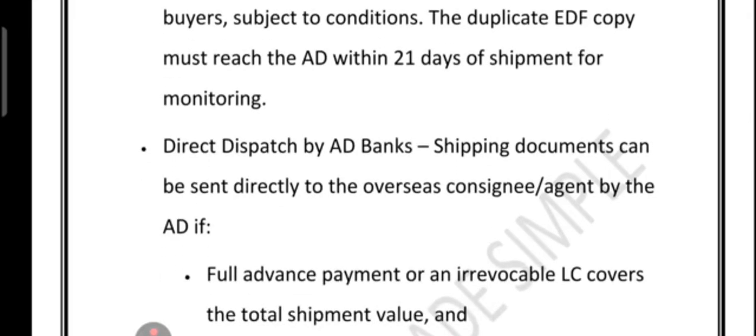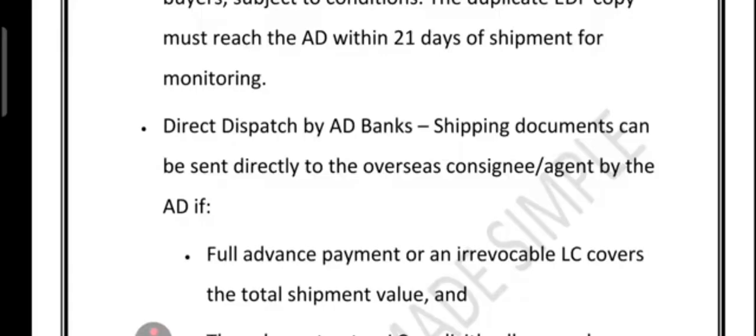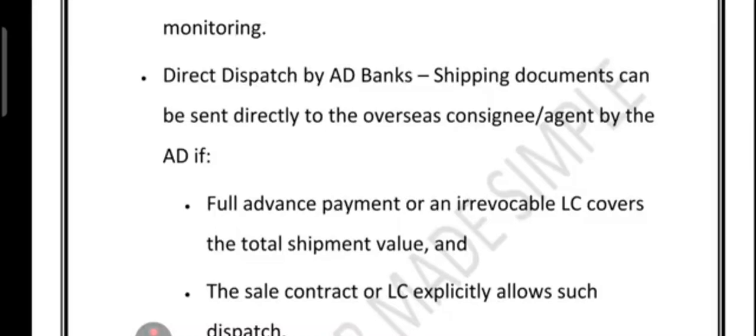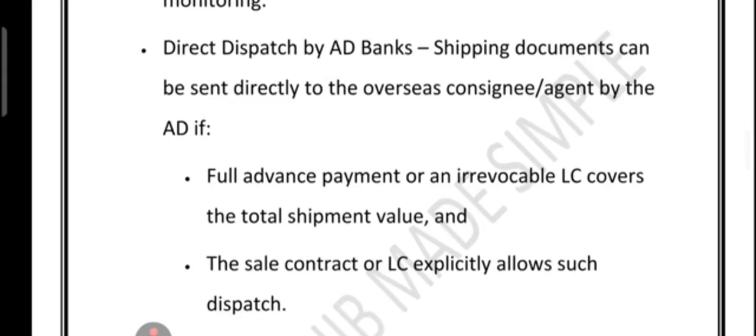Second is the direct dispatch by bank. Sometimes the bank itself can send shipping document straight to the foreign customer or their agent. This is allowed. So that is called bank also do the direct dispatch. This is allowed if you have received full payment in advance, or there is an irrevocable letter of credit that fully covers the shipment value, and your sales contract or LC clearly allow the direct dispatch.